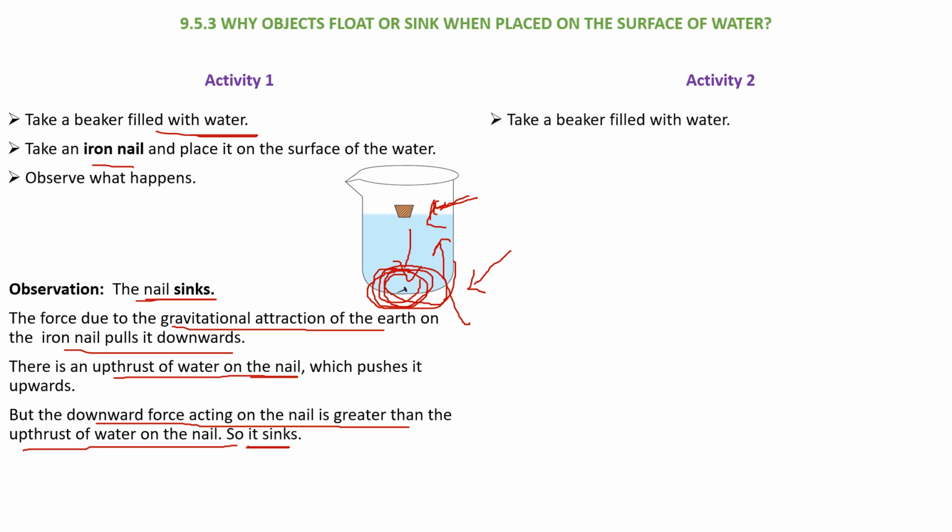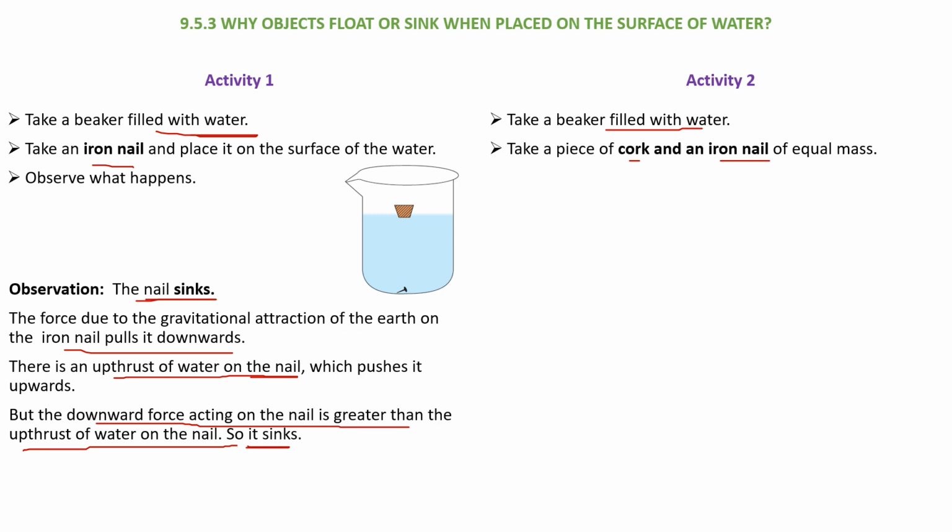Now let's take one more activity. Take the same beaker filled with water. Now take a piece of cork and, of course, the same iron nail. The cork is lighter than the iron nail. Do it as we did at the beginning. Place them on the surface of the water. Just place them on the surface of the water, here.